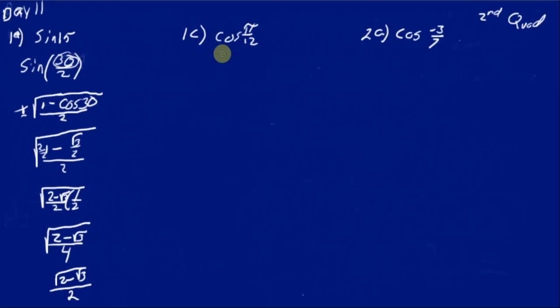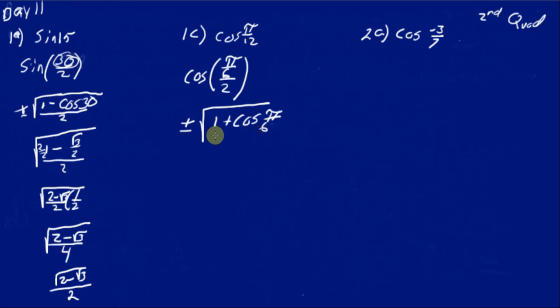All right, 1C, I'm going to do exactly the same, except here we're dealing with radian measures. The cosine of pi over 12 can be rewritten as the cosine of pi over 6 divided by 2, because pi over 6 divided by 2 is pi over 12. Pi over 6 is also in the first quadrant, so it's going to be positive. And that is going to be plus or minus the square root of 1 plus the cosine of pi over 6 divided by 2. So doing it the same way, it's just going to be plus.